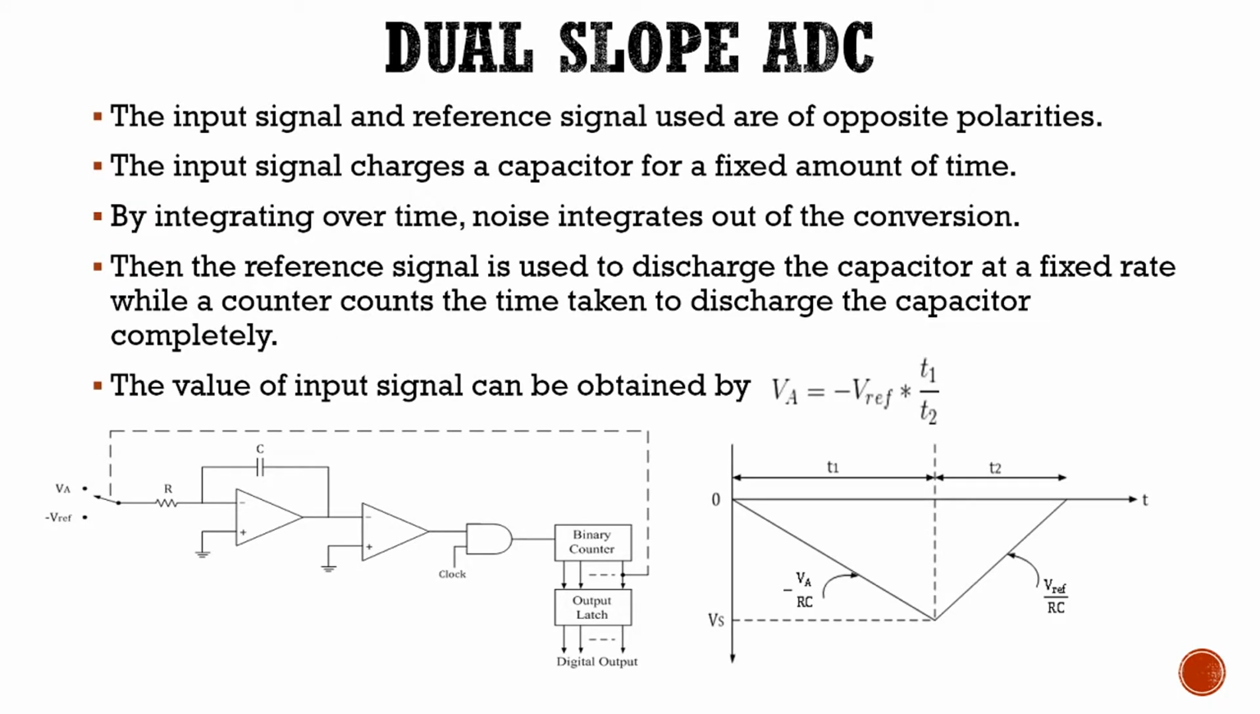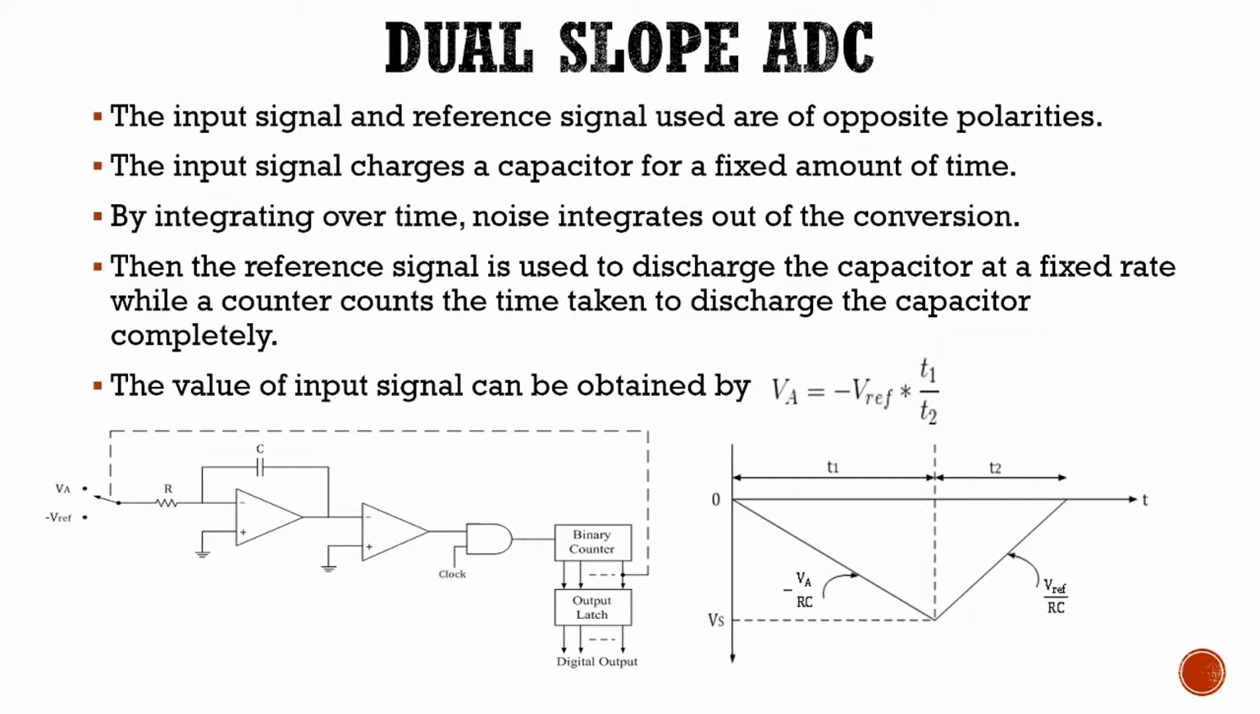Now, the circuit of integrating type dual slope ADC can be seen below. It uses two input voltages, unknown input VA and a reference voltage Vref, in addition to an integrator, a comparator, and binary counter. Now, the voltages VA and Vreference are always of opposite polarities, as indicated by negative in front of Vreference, since the operation of this ADC requires the nullification of the ramp generated by one voltage by the other.